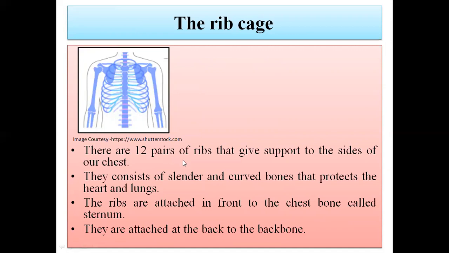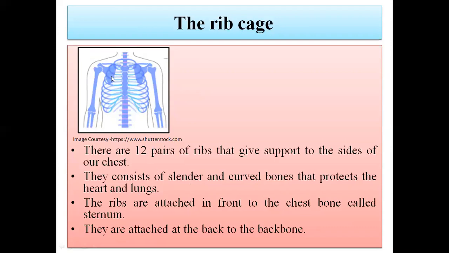There are 12 pairs of ribs that give support to the sides of our chest. So you can see here, children, we have 12 pairs of ribs which give support to the sides of our chest. It is present here in the chest region. They consist of slender and curved bones that protect the heart and lungs. So the important function of this rib cage is to protect our heart and lungs.